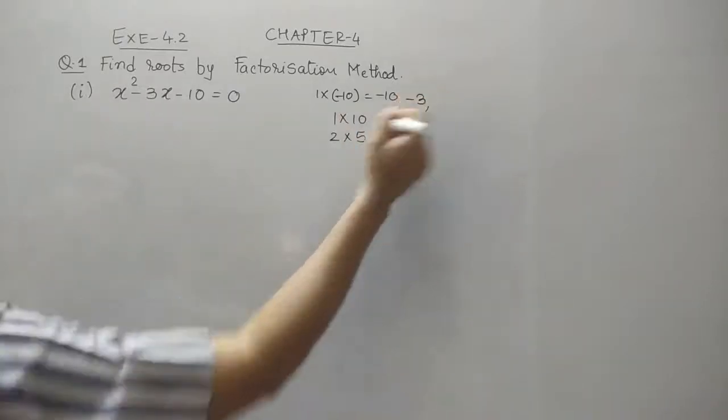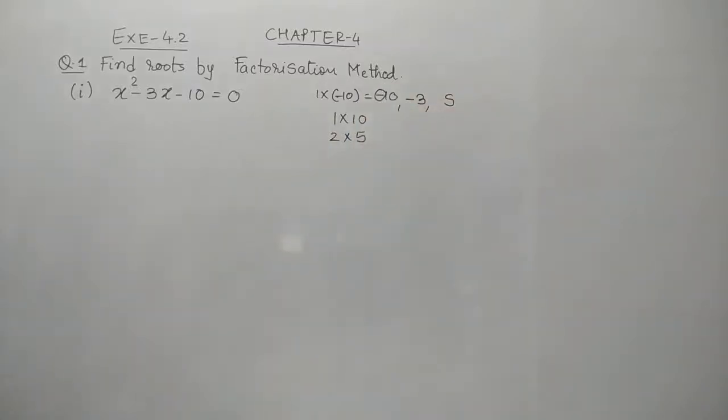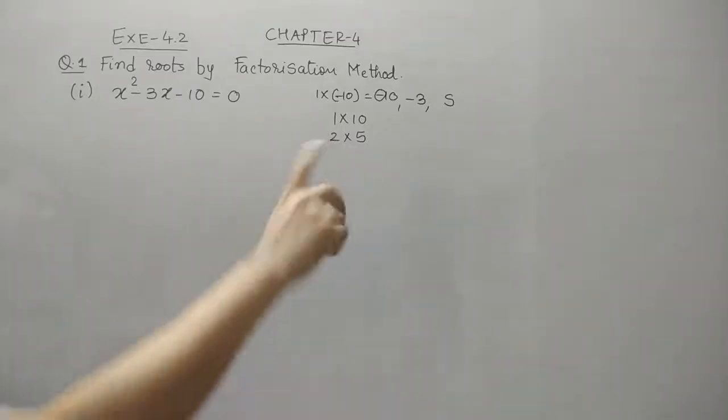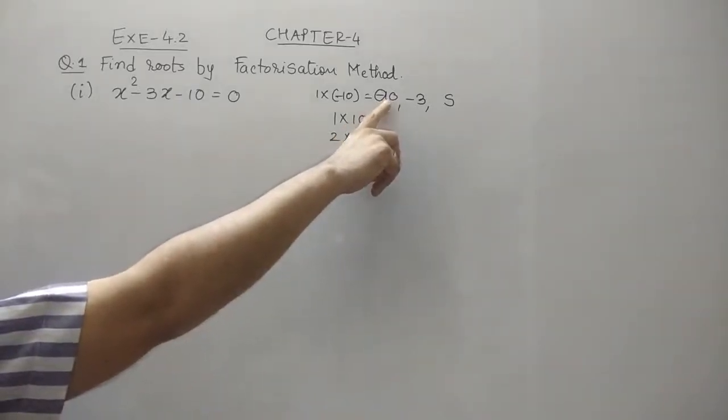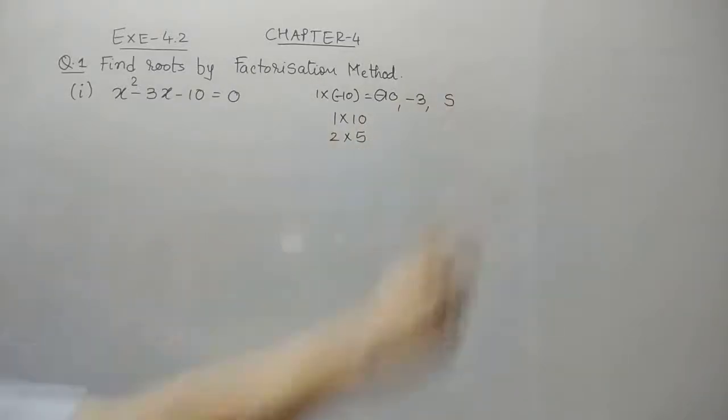And how do we obtain? Again, you can see the product is negative, so by subtraction, as we discussed earlier. So the three questions' answers we obtain: we have to find the factors of minus 10, that is 10. We have to obtain minus 3, and we have to obtain minus 3 by the subtraction.